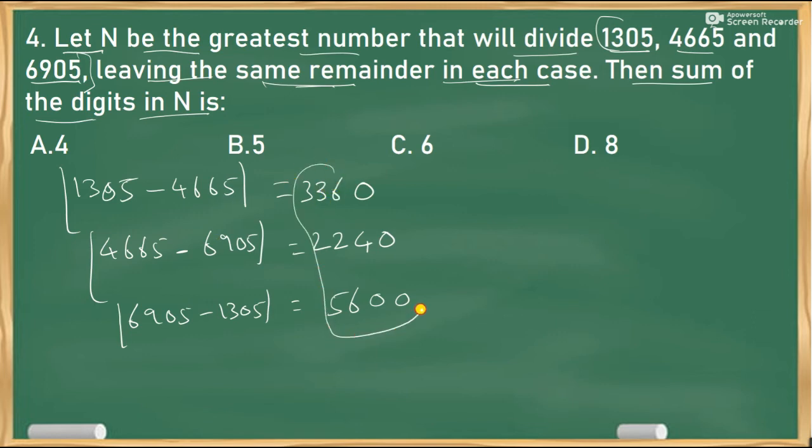HCF of all the differences. Okay. Now here 0 is common, so write down 0 here. I have to find the HCF of these three numbers. Now if you observe carefully 224, 336, 560, all these are multiples of 112. Okay, so my HCF is 1120.